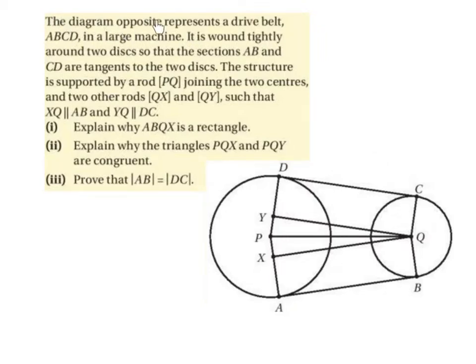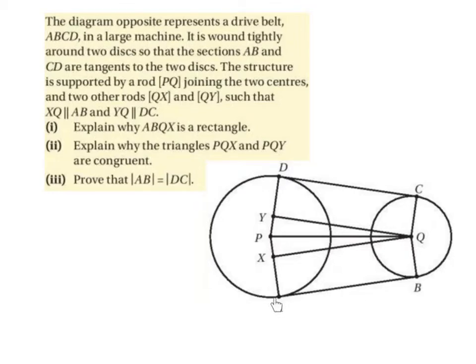The diagram opposite represents a drive belt, A, B, C, D in a large machine. It is wound tightly around two discs so that the sections AB and CD are tangents to the two discs. So AB and CD.